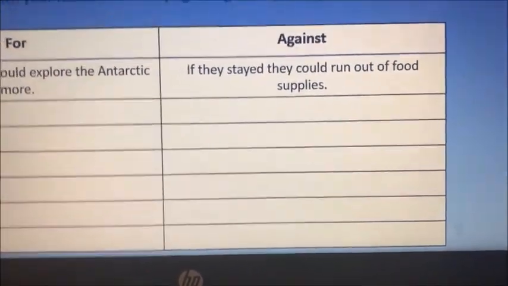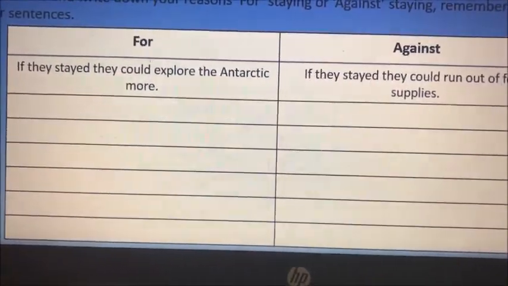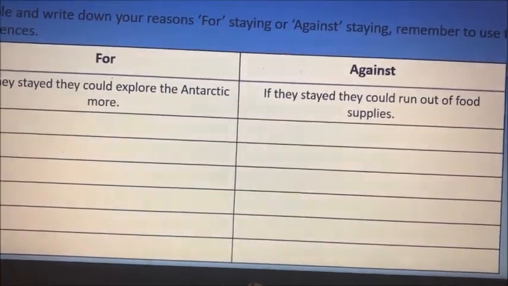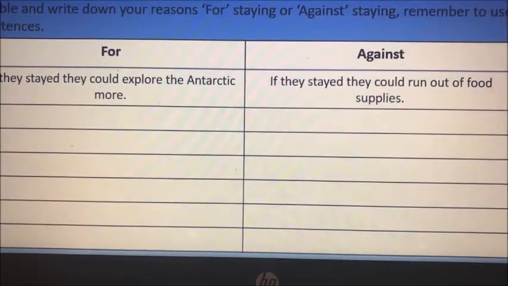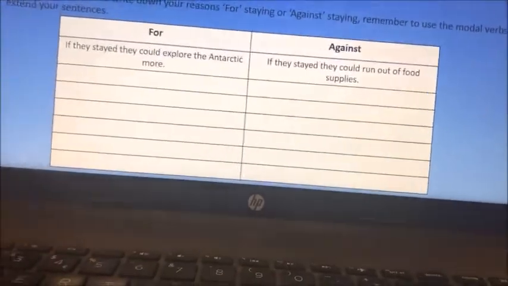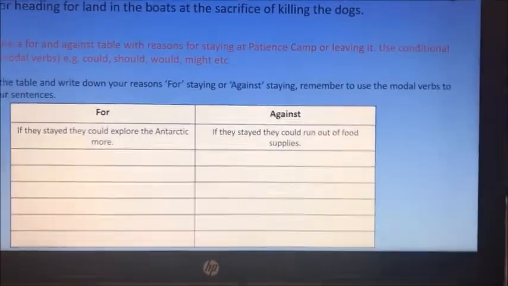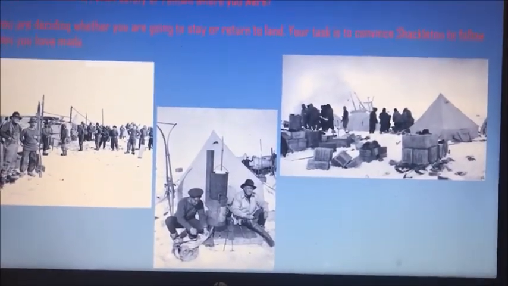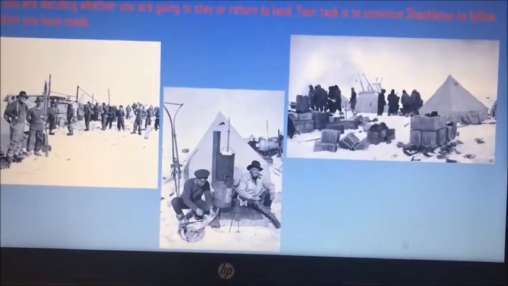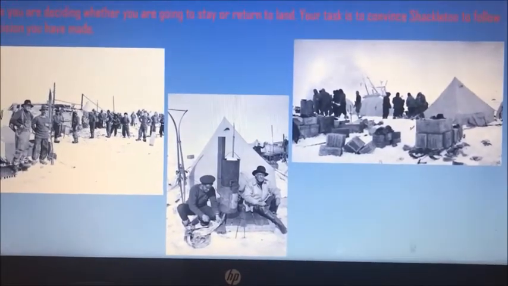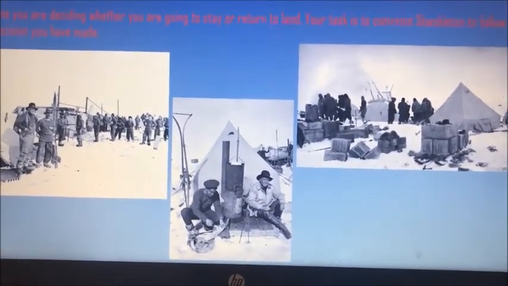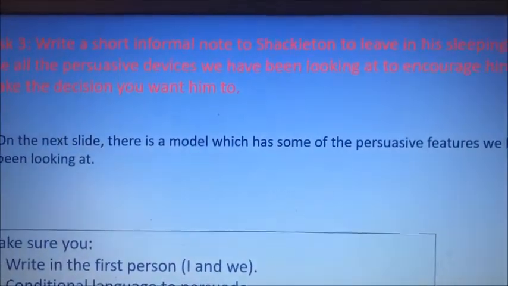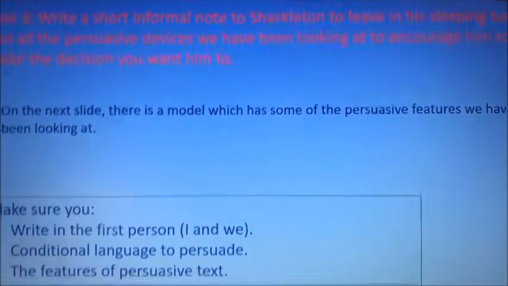What are the reasons? Remember, each one you should be phrasing if they did something, they could, they might, they would do something else. So using those modal verbs. Then we've got some pictures of what it was like at the time. And you're deciding, should you stay or should you go? And then you are going to persuade Shackleton to come around to your way of thinking.